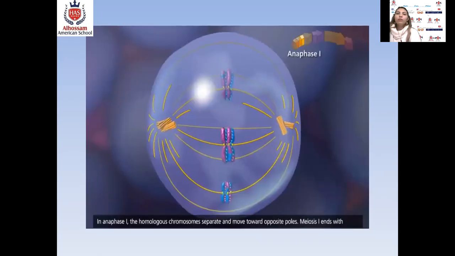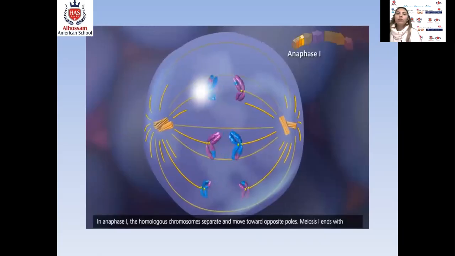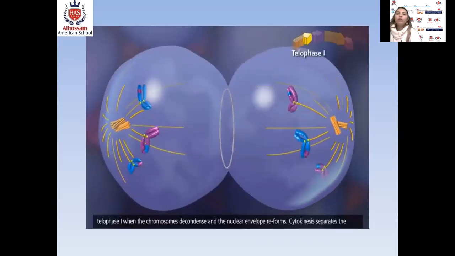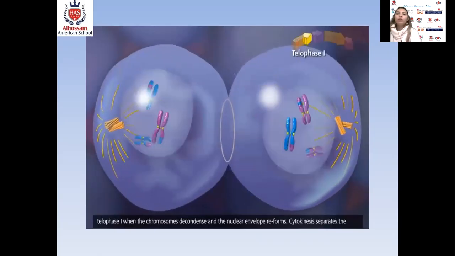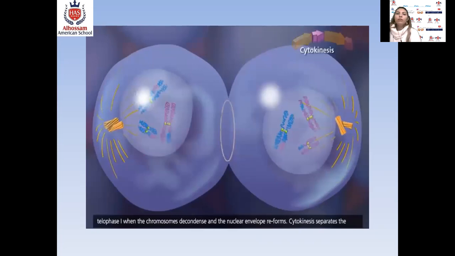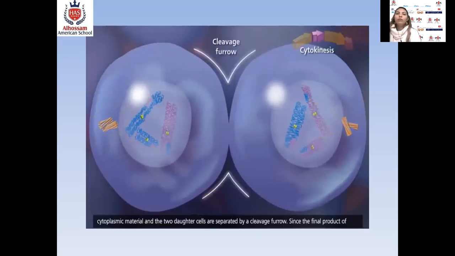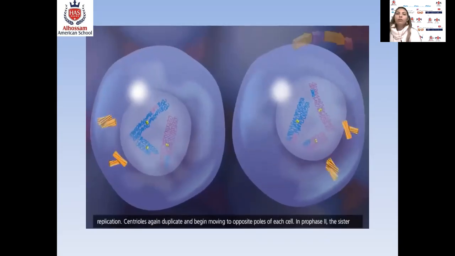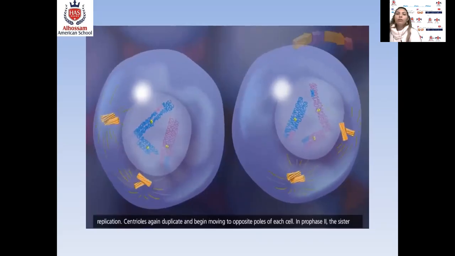In anaphase 1, the homologous chromosomes separate and move toward opposite poles. Meiosis 1 ends with telophase 1, when the chromosomes decondense and the nuclear envelope reforms. Cytokinesis separates the cytoplasmic material, and the 2 daughter cells are separated by a cleavage furrow. Since the final product of meiosis I is 2 haploid cells, meiosis II begins without the chromosomes going through another round of DNA replication. Centrioles again duplicate and begin moving to opposite poles of each cell.